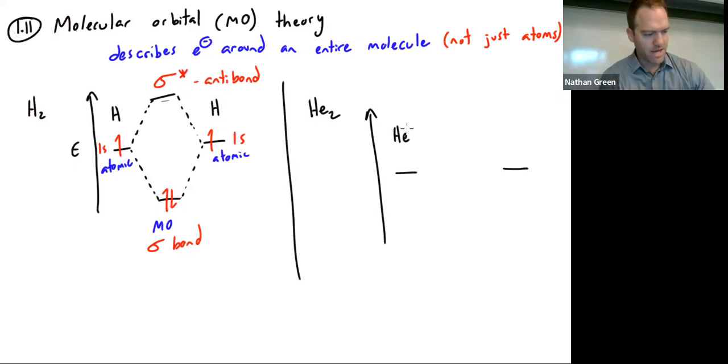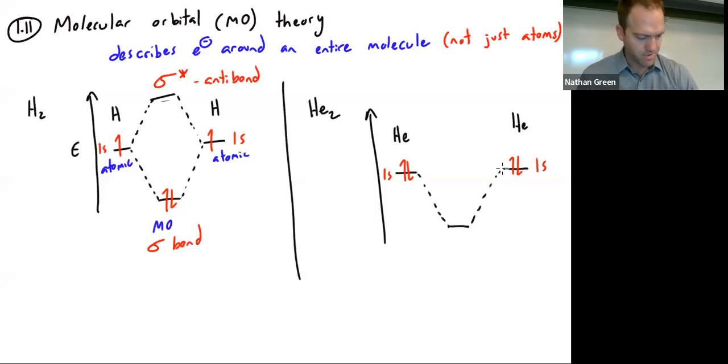So here's a helium atom. Here's a helium atom. 1s. 1s. In hydrogen, I put 1 electron here. In helium, I'm going to put 2 electrons there, because that's the valence electrons it's bringing. Same thing over here. 2 helium atoms bump into each other, and they say, ooh, let's share our electrons to make a molecular orbital.